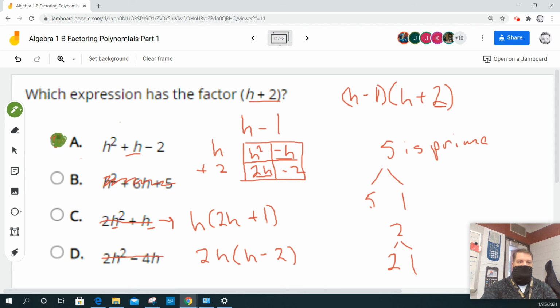We'll put it in green so it's positive, I guess. Okay?